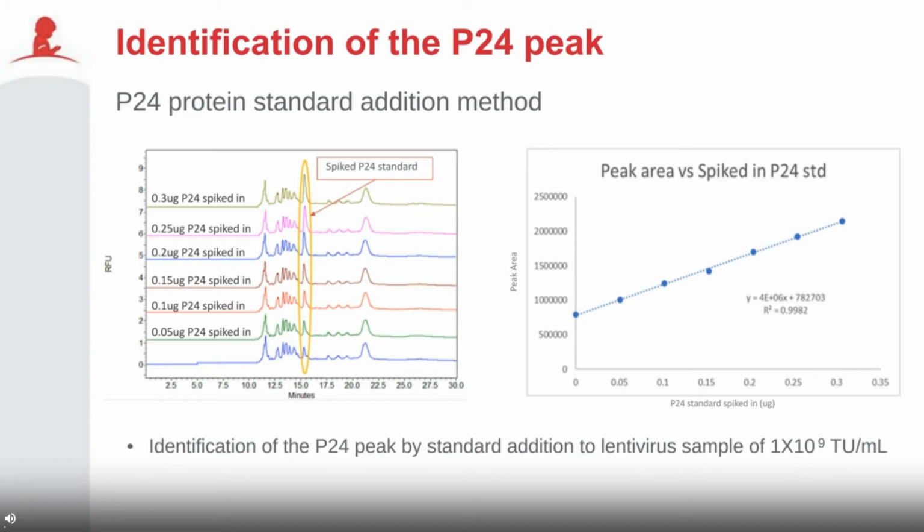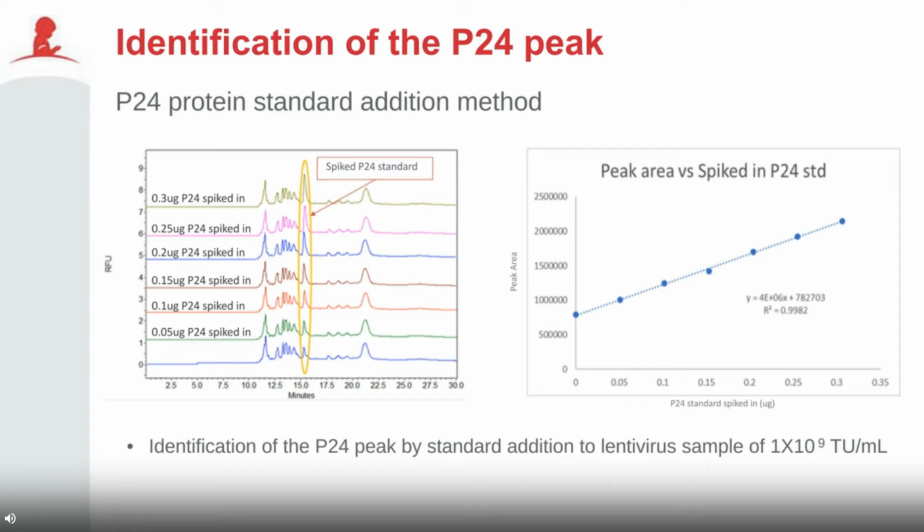The conclusion that we can draw from the figure on the left is that the peaks in the circle with increasing area along the increasing P24 spiked in are identified as P24. So essentially the spike protein allowed us to identify the P24 protein within our sample. We also can see that there's excellent reproducibility of the protein profile.